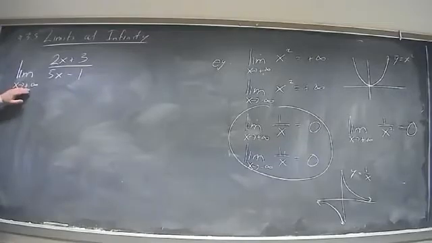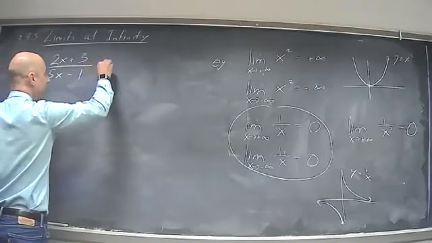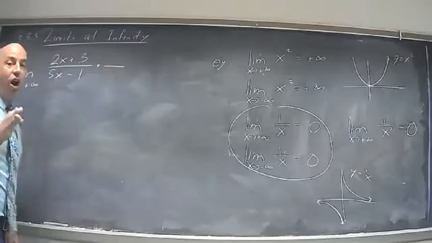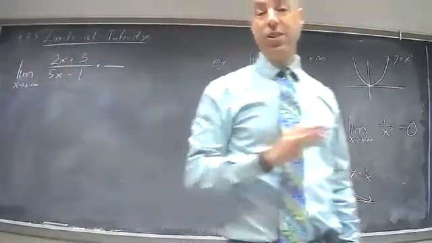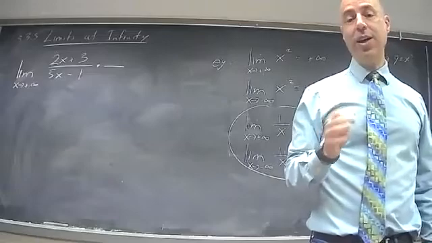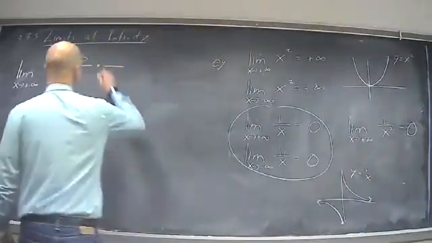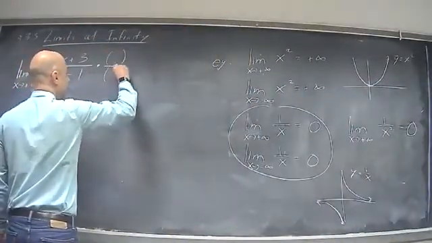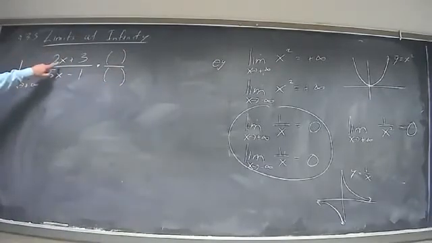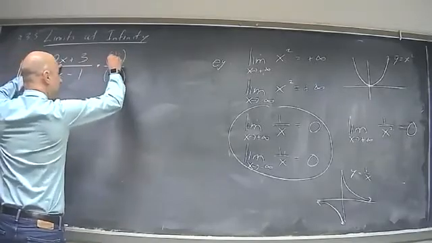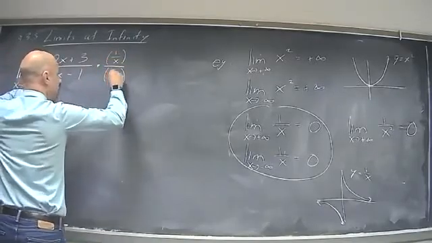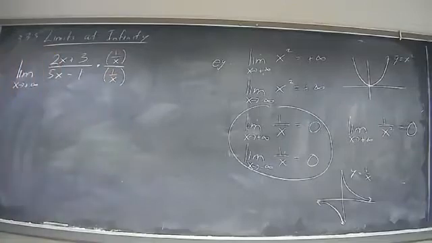But let me show you an algebraic trick that you use in a case like this. What we're going to do is take this fraction and multiply it by 1. It's always safe to multiply anything by 1. You don't change anything. And the way you multiply by 1 is multiply by something divided by itself. So we're going to multiply the top and the bottom by exactly the same thing: 1 over the largest power of x. The largest power of x is x to the 1. So we're going to multiply the top by 1 over x, and the bottom by 1 over x.